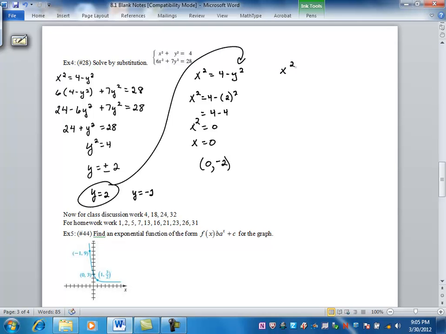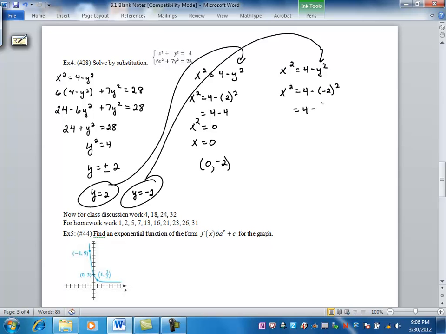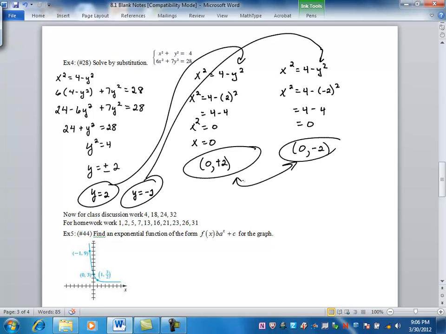Now again, we know that x squared equals 4 minus y squared. Alright, we're going to plug negative 2 in here for the y. x squared equals 4 minus negative 2 squared. 4 minus 4, this is 0, so we've got the ordered pair 0. You know what? We plugged in 2 over here, didn't we? That's 0, 2. This is 0, negative 2. I guess it really wouldn't have mattered. But these are my two solutions to this particular system.